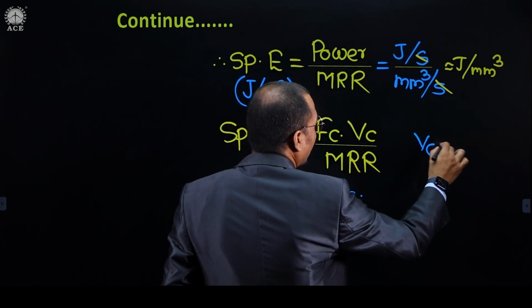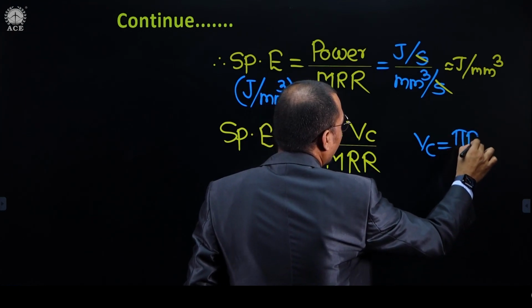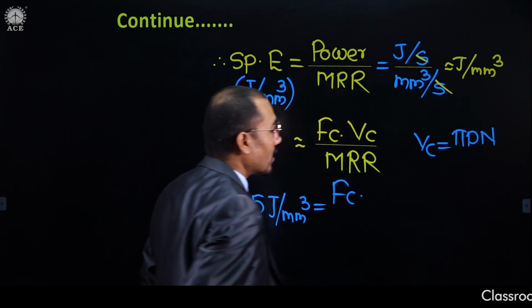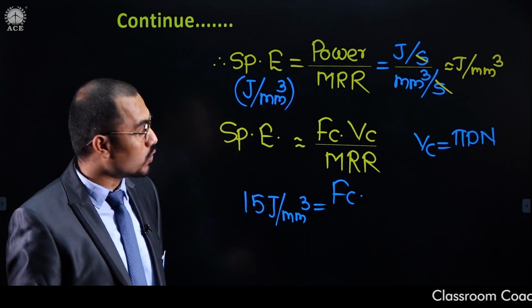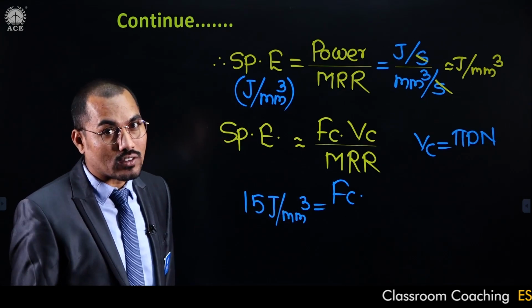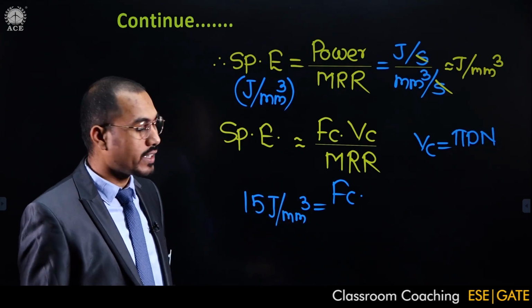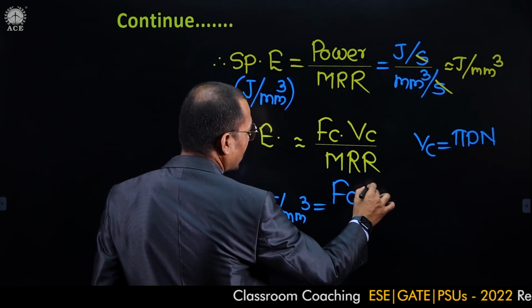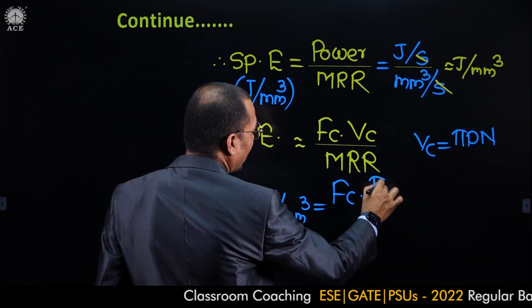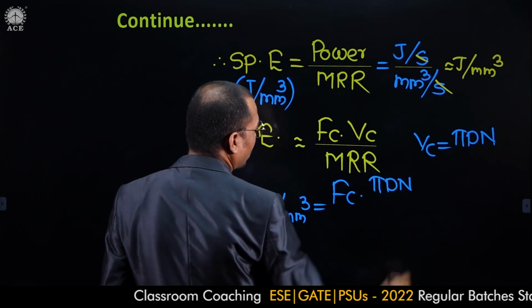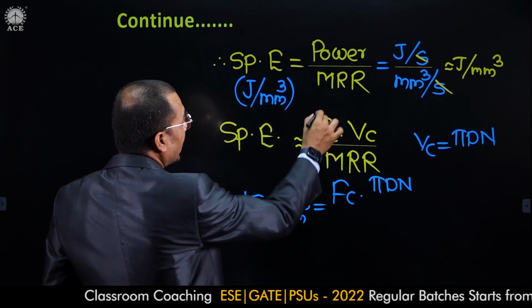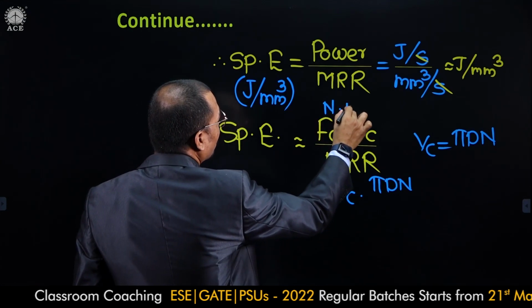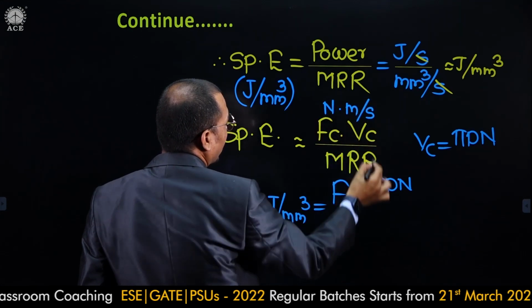Vc is exactly equal to pi into d into n, right? Now, you have to take care of units. Pi into d into n is exactly what the velocity Vc is. MRR is given. So, if I am interested to calculate this Vc, I will directly say pi into d into n, but we need to understand that it has to be Newton into meter, which is joule per second.